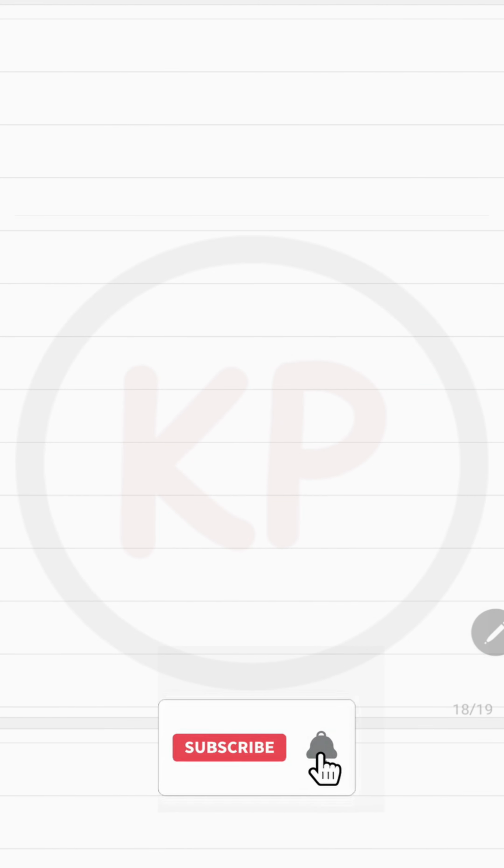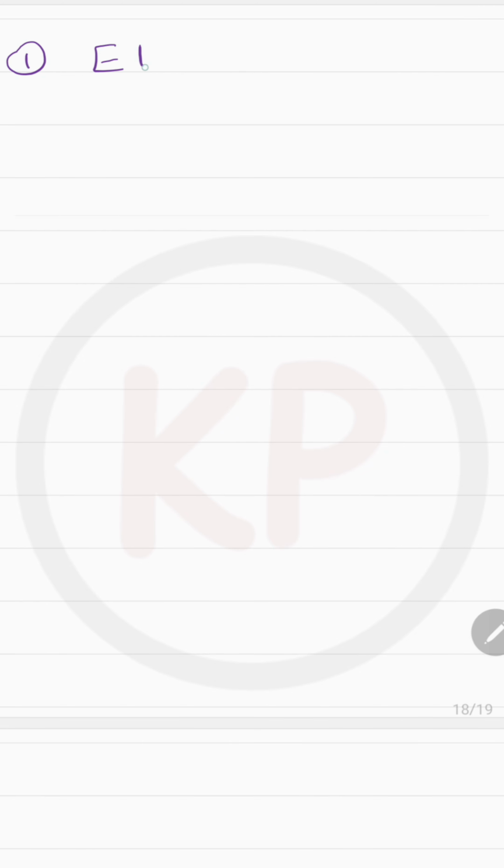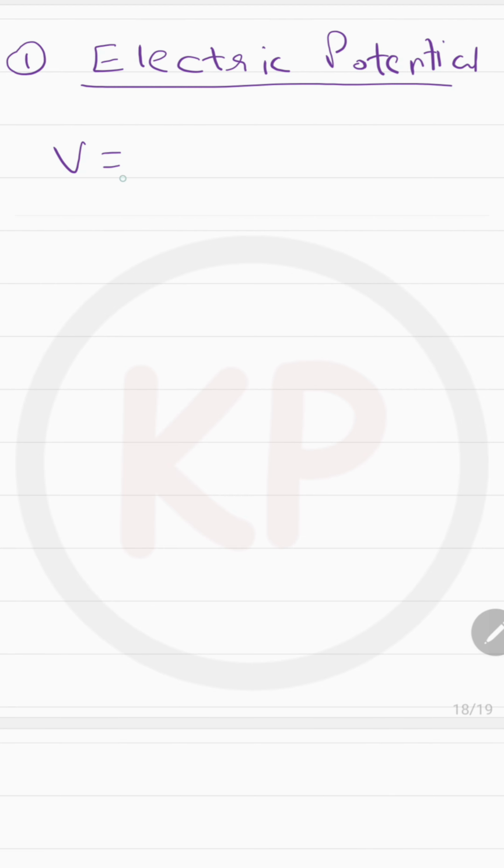All the possible units and dimensional formula of chapter number 2. First one is electric potential. It is indicated as V, and V is equal to KQ by R. This is the formula. One more formula: V is equal to integration E dot dl.